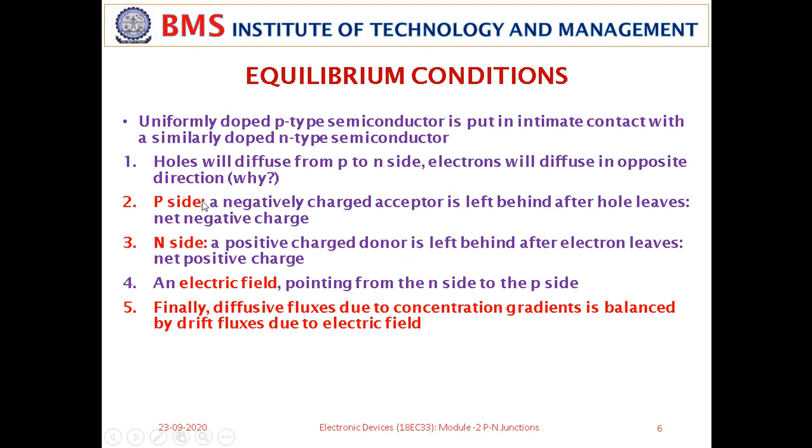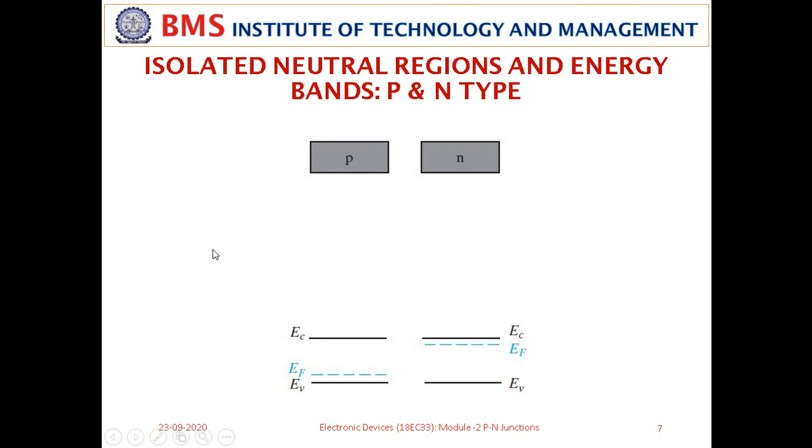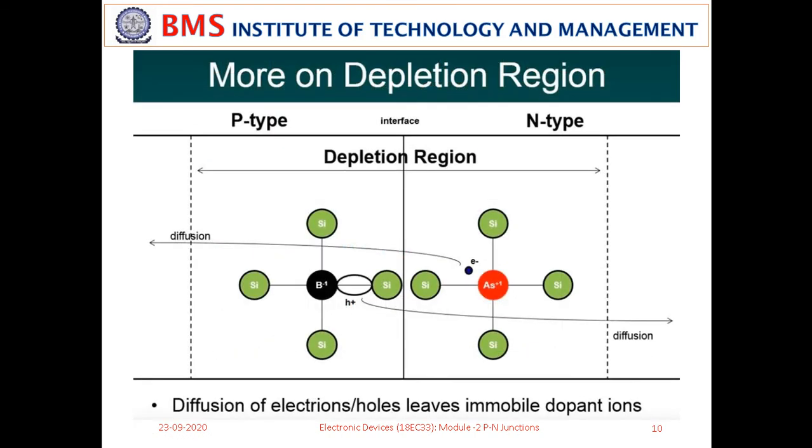If you look at the p side, a negatively charged acceptor is left behind after a hole leaves. Are you understanding this here in the p side? Let me show this with reference to a diagram. I think you will get more idea on this. If you look at this diagram, is it visible to you?